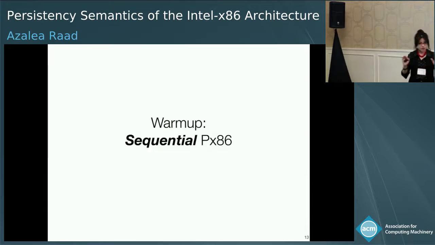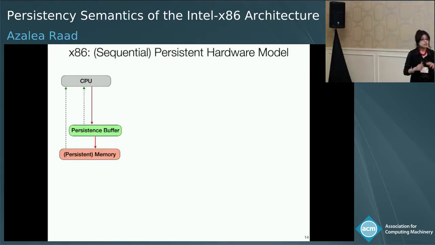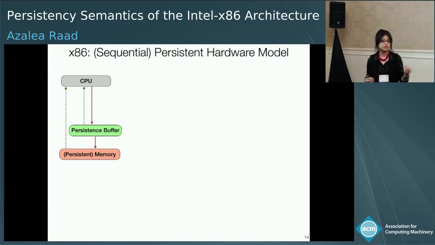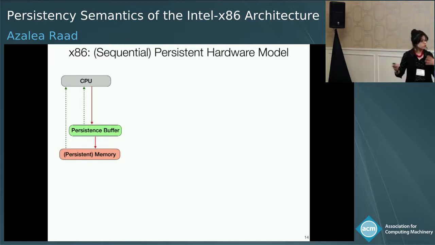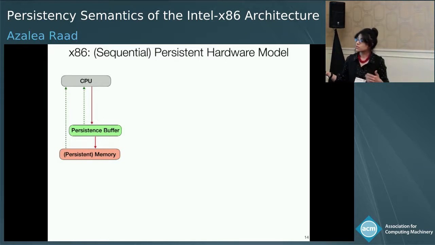So, as a warm-up, just again to keep things simple, let's start with the sequential x86 model and see what its persistency behavior is. So to start off, let's just think of conceptually what the hardware would look like in the sequential x86 model with persistency behavior. So here I have my CPU, and I have the memory at the bottom. So the CPU issues writes, which will go to memory eventually, and reads from memory, and so on. But what I'm also going to do is I'm going to put a persistence buffer in between.